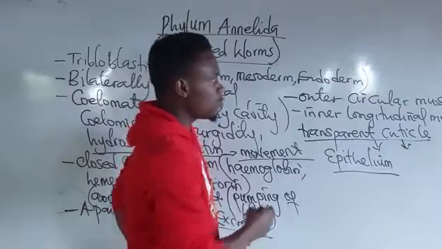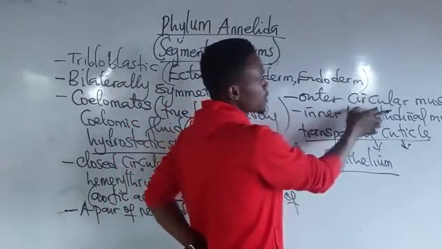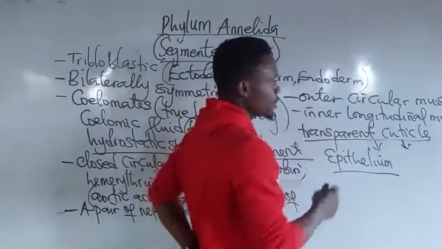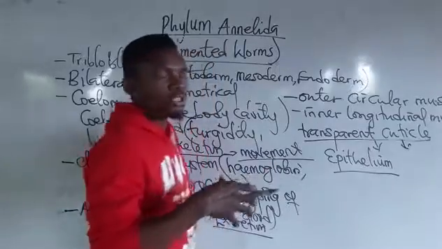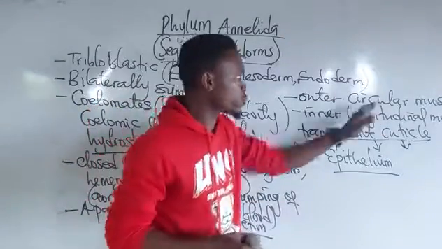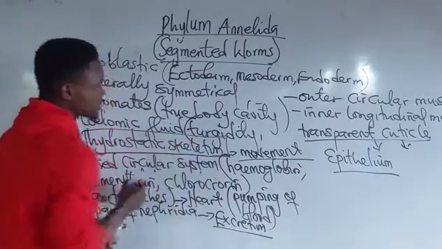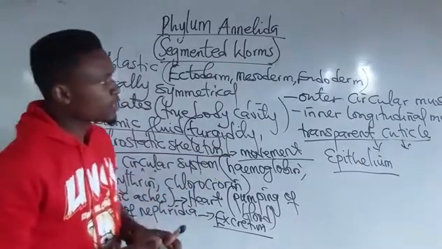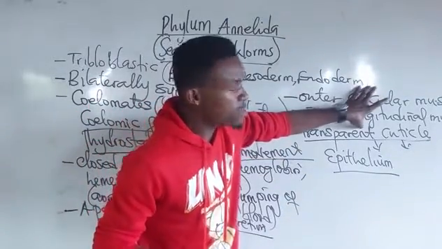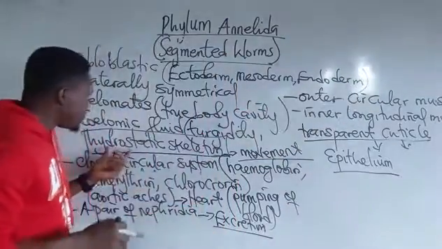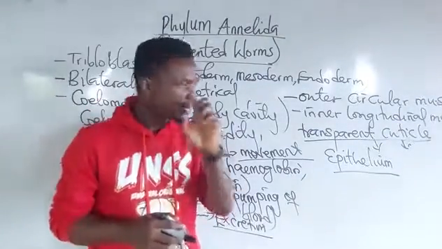Now you may be asking me, what is the function of the outer circular muscle and inner longitudinal muscle? Take note of this. The contraction and the relaxation of these two muscles against the hydrostatic skeleton propels movement. I will recap. The contraction and the relaxation of these muscles against the fluid, that is the hydrostatic skeleton, brings about movement. Take note of that.